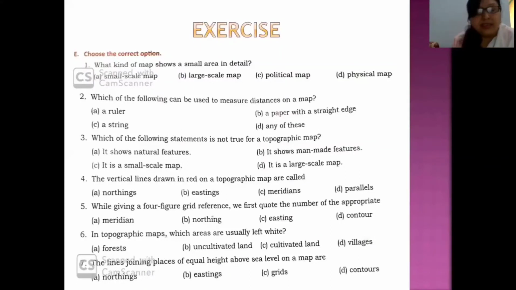Next is, the lines joining places of equal height above sea level on the map are, options: northing, easting, grids, contours. So the answer is contours. The lines joining places of equal height above sea level on a map are contours.